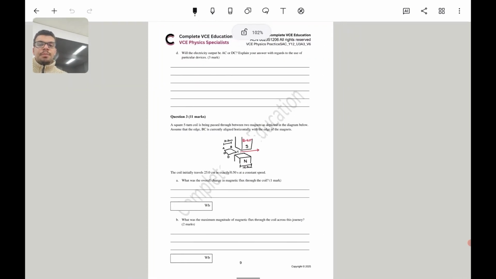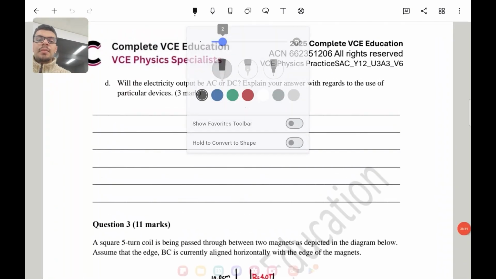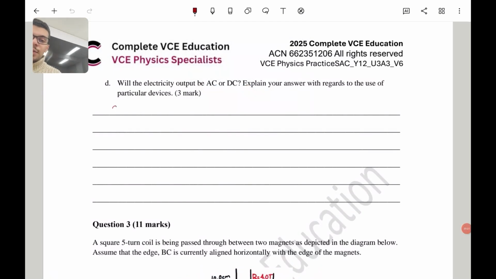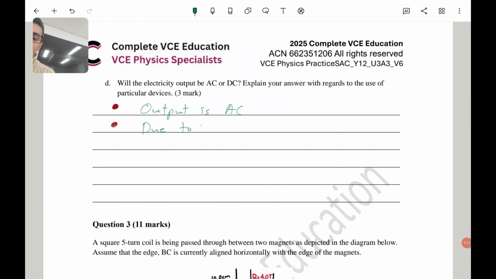All right, so moving on. Part D. Will this electricity output be AC or will it be DC? Explain your answer with regards to the use of particular devices. Interesting. Okay. So first of all, we know that we have slip rings being used, and therefore the output will be AC. So the output is AC. Why? This is due to the use of slip rings.